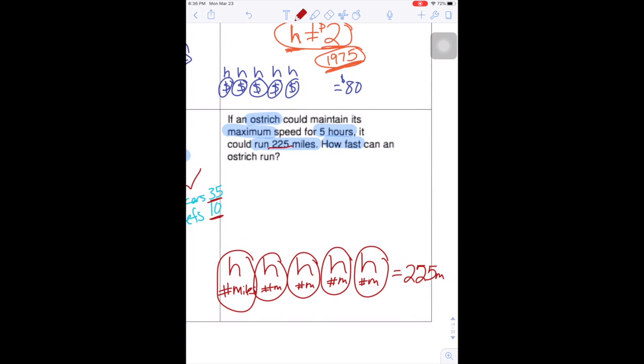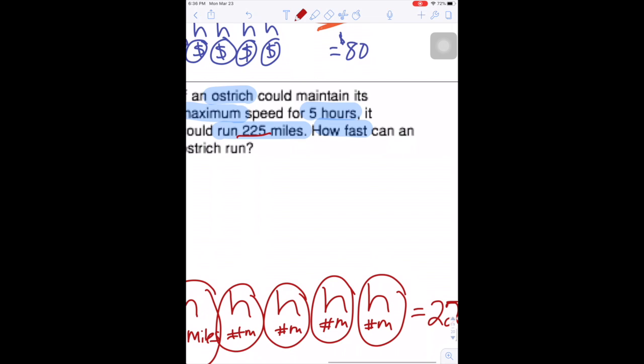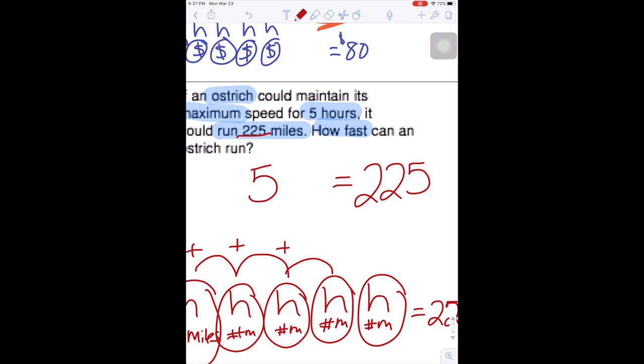So we're trying to figure out how many miles he did per hour. We know that there were 5 hours, and it was a total of 225 miles. So what's happening here, like we said before, is this is repeated addition. We're adding. When we do repeated addition, we know that it is multiplying. So 5 times, this represents the hours, times the miles, gives us 225.